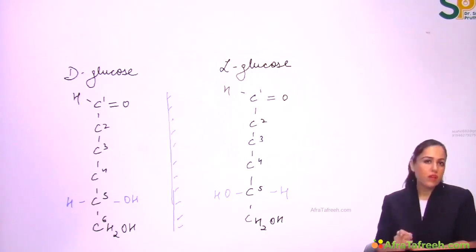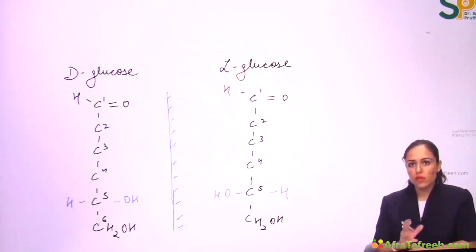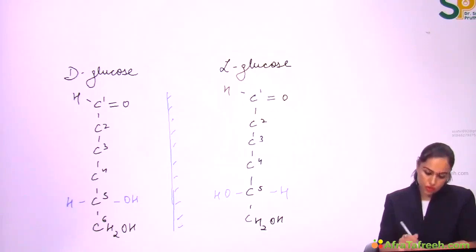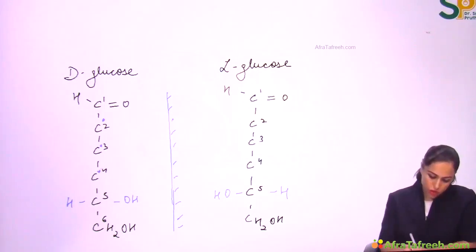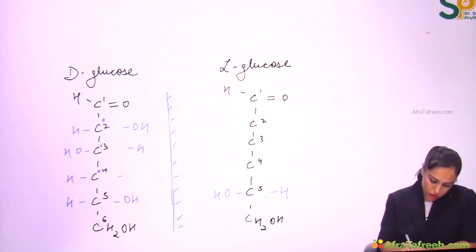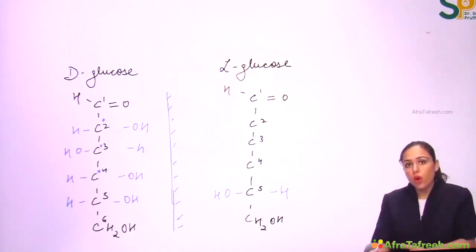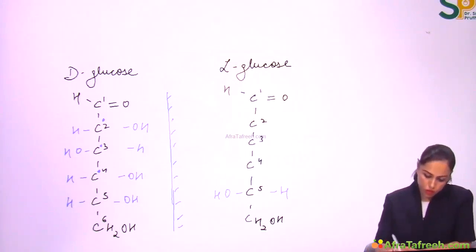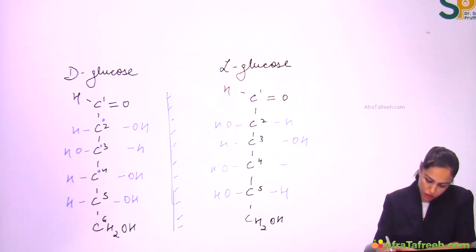Now note one point which is a very confusing point: to make the mirror image, we have to alter H and OH at C2, C3 and C4 also. So the structure will be C2, HOH, C3 is OHH, C4 is HOH. But this all will be altered in the case of L-glucose. That is, C2 is OHH, C3 is HOH, C4 is OHH.